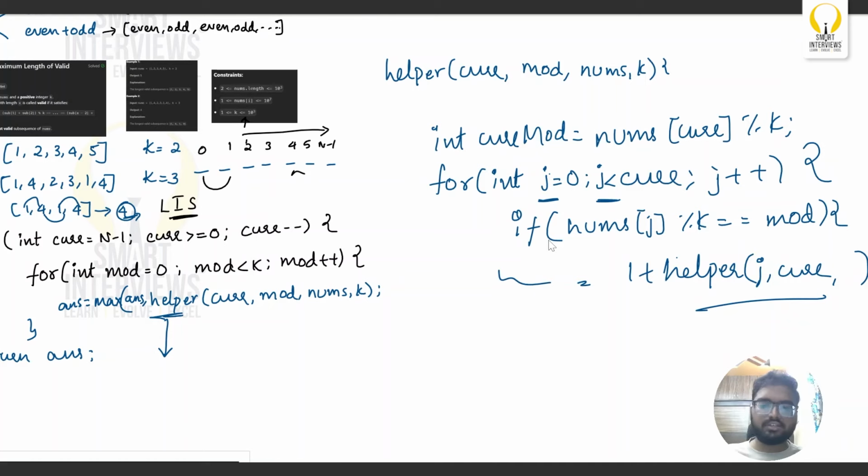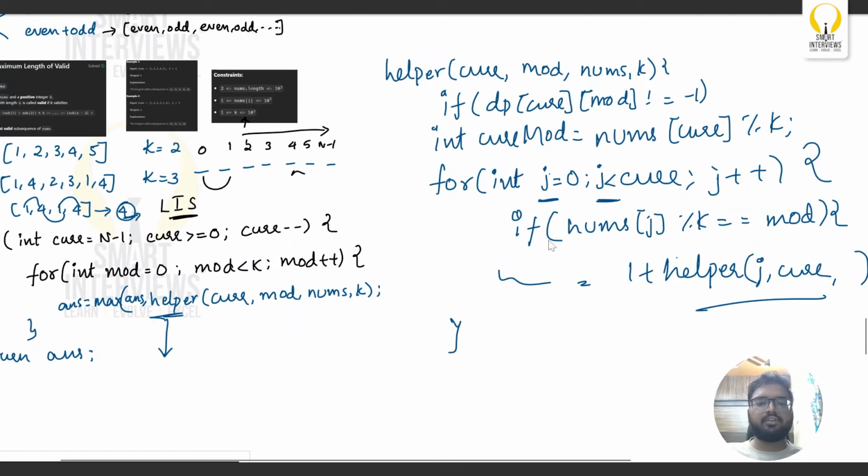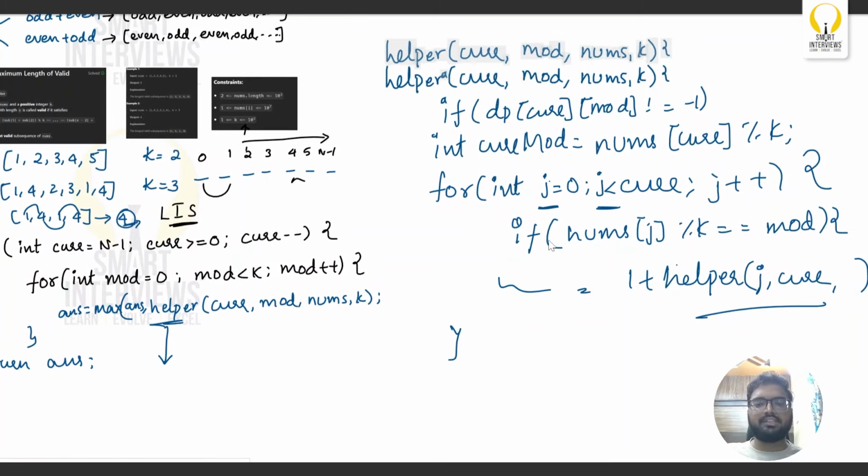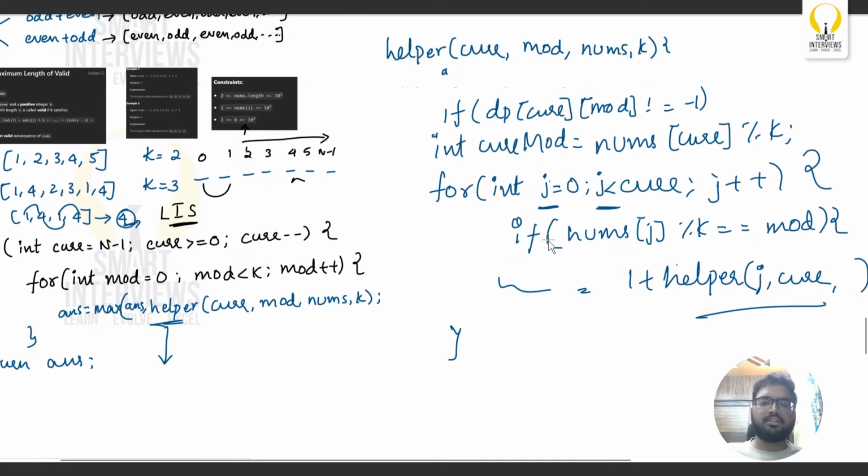So if you look at this, you can simply use the memoization technique here. It will be something like dp of current and here modulus. If it is not equal to -1, you are going to return it, right? So this is sample pseudocode if you look, but we'll try to figure out the time complexity for this.